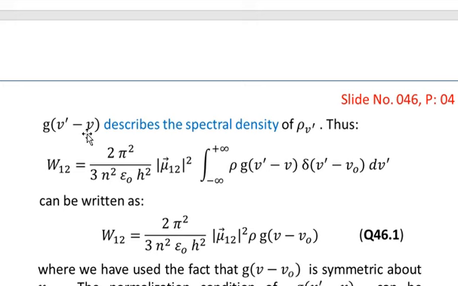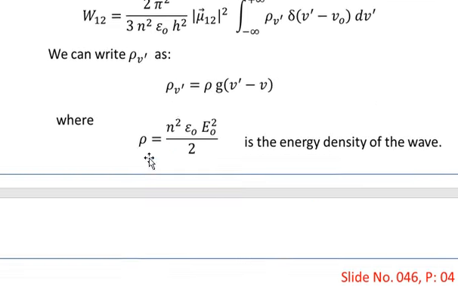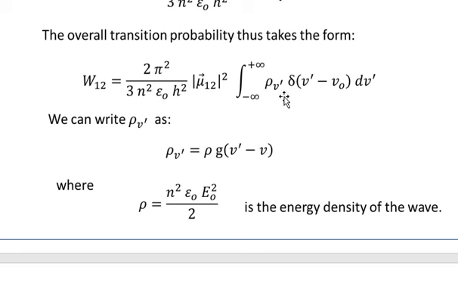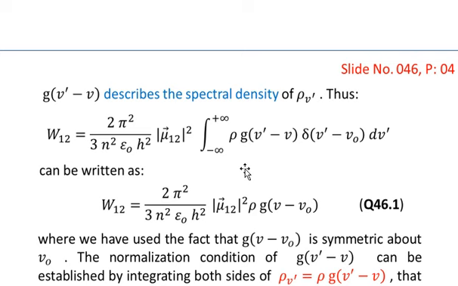And g of nu prime minus nu describes the spectral density of rho nu prime. Thus, substituting or replacing rho nu prime in the integral on the right hand side of the expression of W12 by its value, which is rho g of nu prime minus nu, we obtain the results as shown.